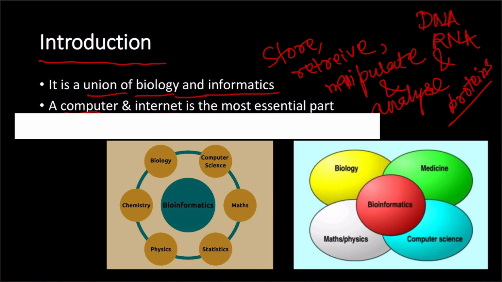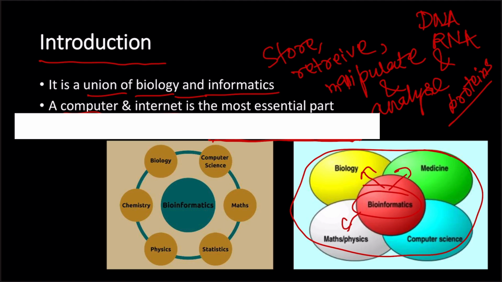So bioinformatics mainly consists of the genome and the proteome. These are the main parts of bioinformatics. Here you can see in this diagram, bioinformatics is the union of biology, medicine, maths, physics, that is the statistics part, and finally computer science, that is the use of computers and the internet for the storage, retrieval, manipulation, and analysis of data related to the macromolecules, that is DNA, RNA, and proteins.